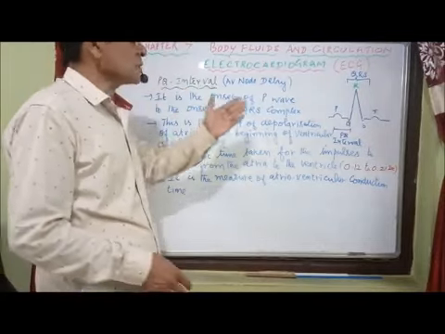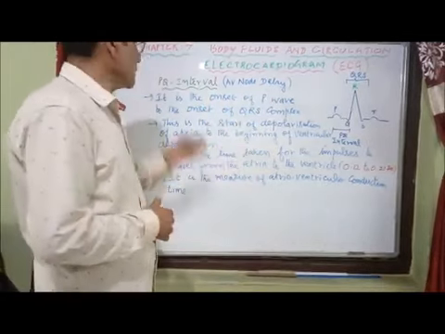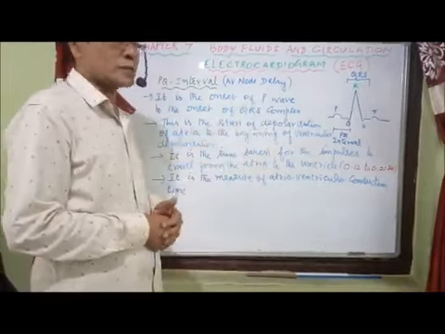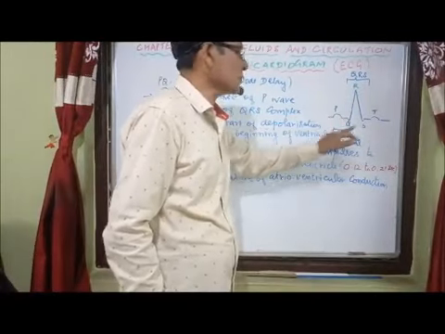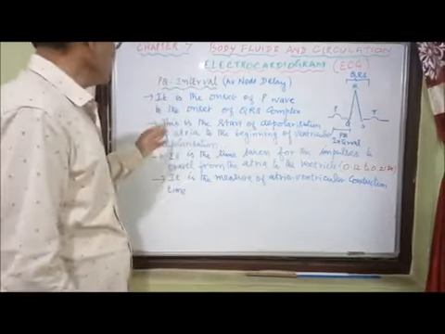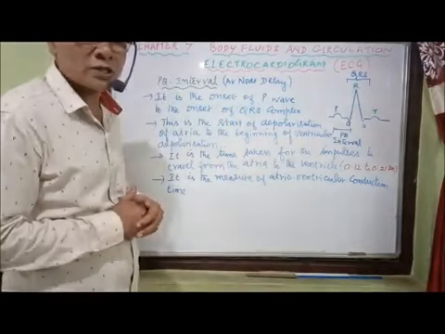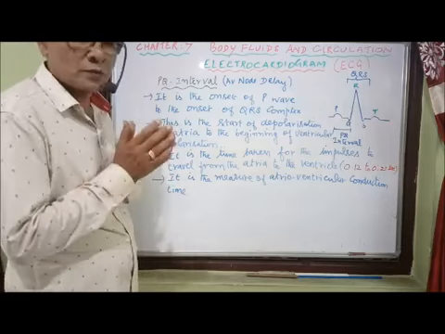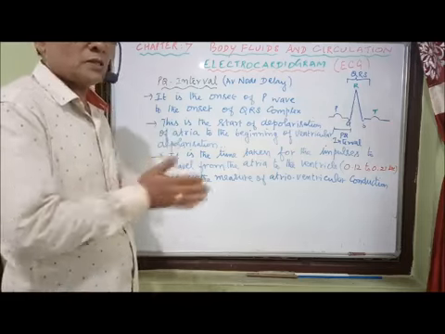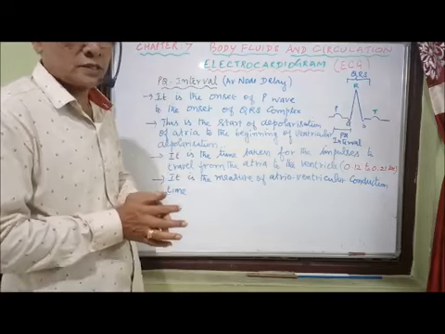Now, from the onset of the P wave to the onset of the QRS complex, that is what is called the PR interval. Normally, this is the start of depolarization of the atria to the beginning of ventricular depolarization.